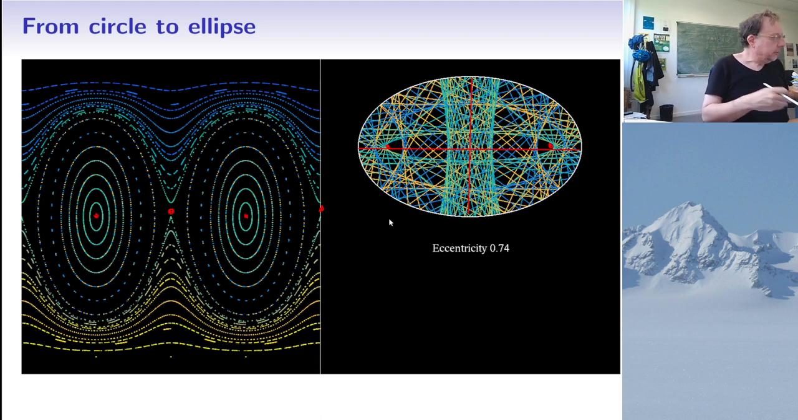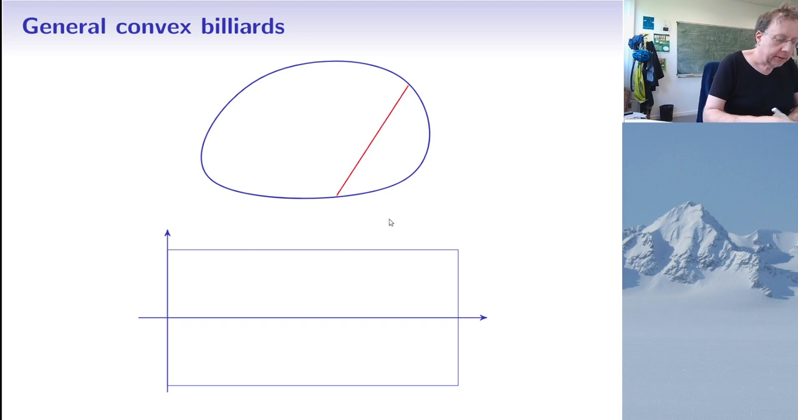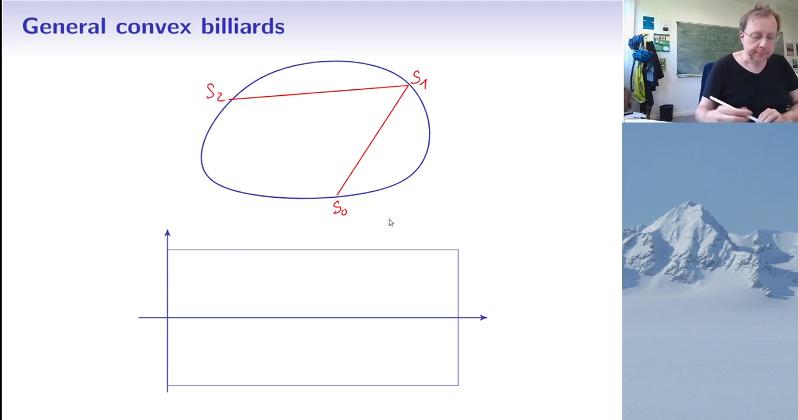All right, but now we want to do something similar for more general convex billiards. So again, let me use this convention. Let me draw just part of a trajectory. I start with the position s0, then I arrive at s1, then I go on to s2, and so on. And let me measure the angles theta 0, theta 1, and so on. So I move this way and that way.